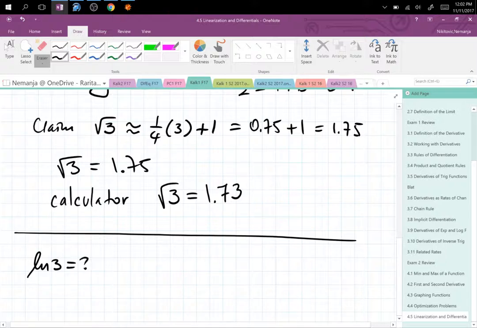So how much is ln of 3? Well, the batteries are dead. Okay, fine, let's do it.